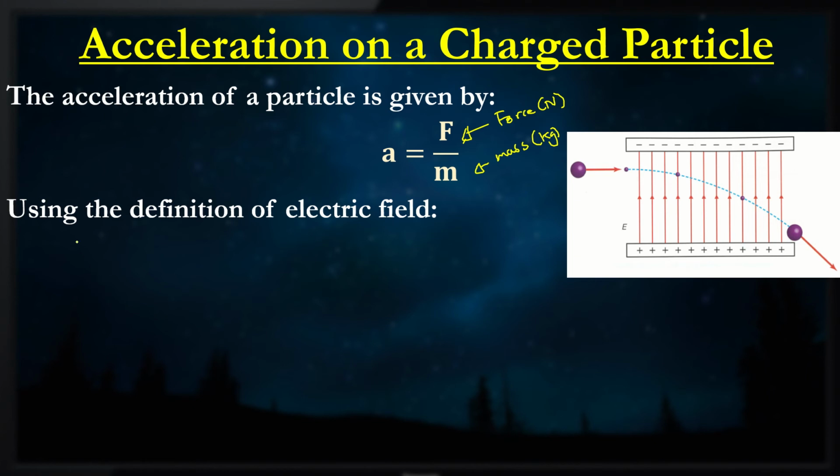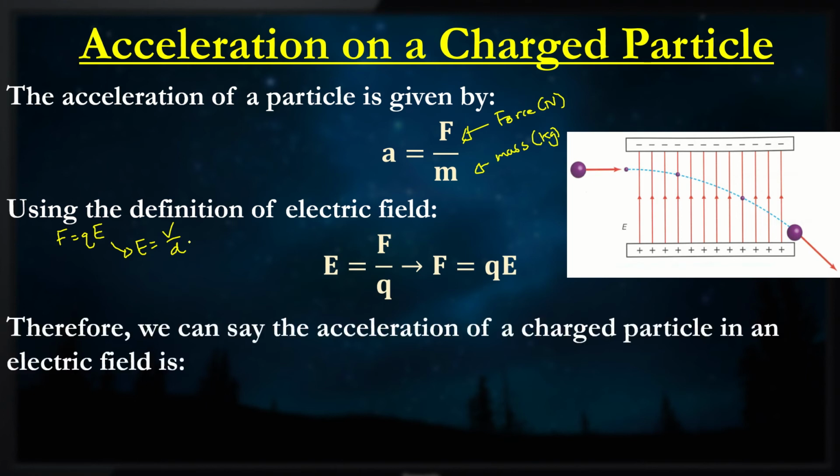Well, there's two formulas we can use. We know that the force exerted on a charged particle is Q times the electric field strength. We also know that the electric field strength, in this case if it's two charged plates, is given as the voltage divided by distance of separation. And so we can rearrange our equation to ensure that F is the subject. So if I sub that into my equation, I'll get the following.